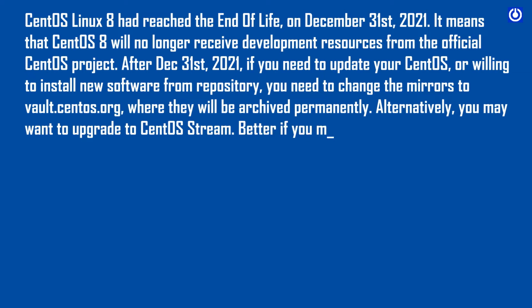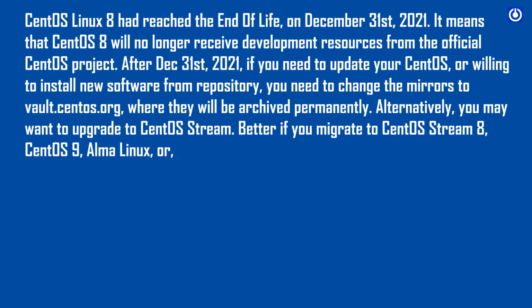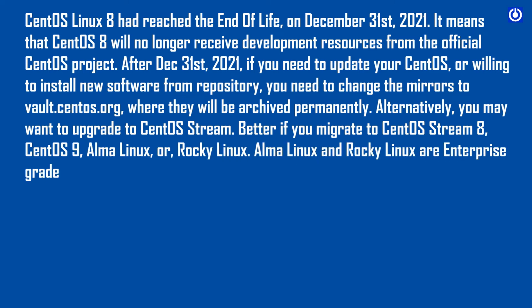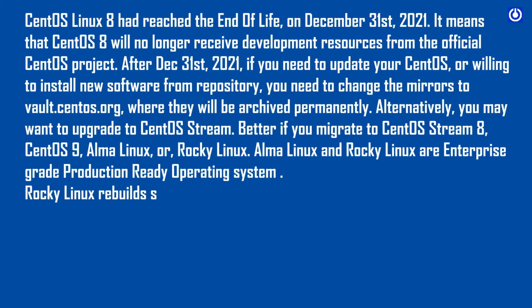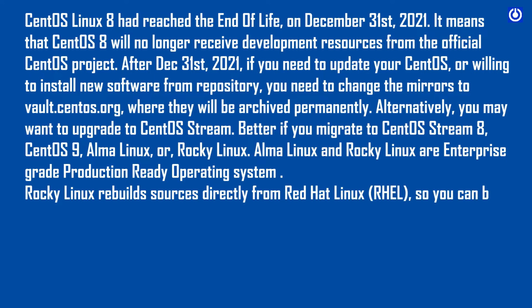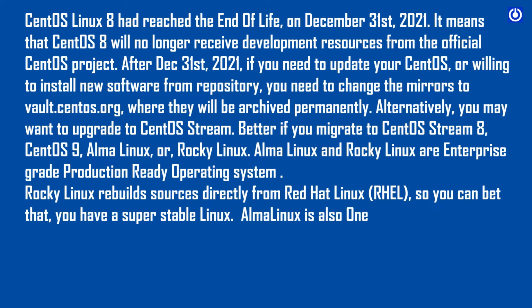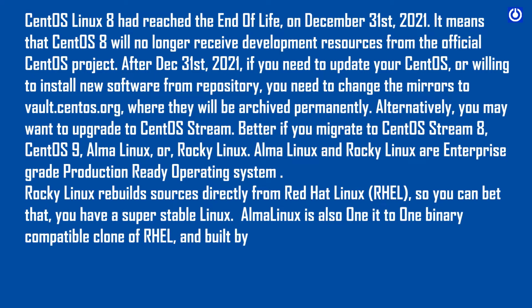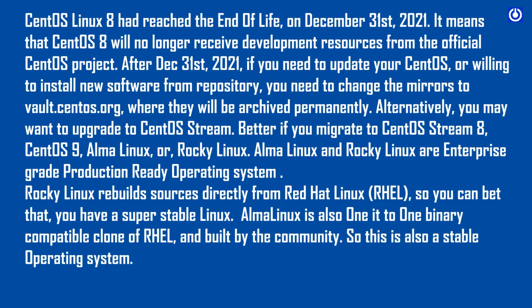Better if you migrate to CentOS Stream 8, CentOS 9, AlmaLinux, or Rocky Linux. AlmaLinux and Rocky Linux are enterprise-grade, production-ready operating systems. Rocky Linux rebuilds sources directly from Red Hat Enterprise Linux, RHEL. So you can bet that you have a super stable Linux. AlmaLinux is also a 1:1 binary compatible clone of RHEL, and built by the community. So this is also a stable operating system.